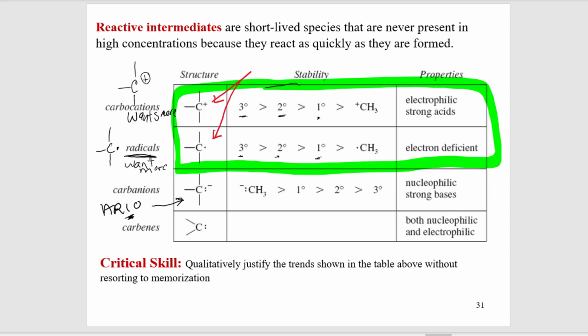So if the groups surrounding the carbon, our R's, are all donating groups, the fewer the better. That's why a CH3 minus is way better than a t-butyl. You don't want donating groups donating more electron density to a carbon that's already got too much. So you see the reverse trend for a carbanion. You don't want a tertiary carbanion. It wants fewer donating groups.